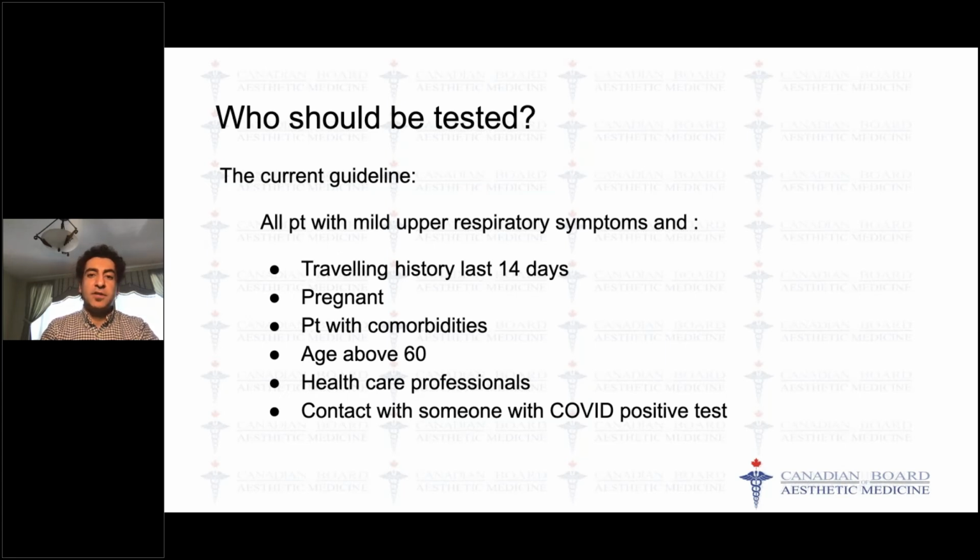So any patients that have a traveling history in the last 14 days, all pregnant ladies, patients with significant comorbidities like chronic COPD, CHF, or chronic renal failure, all patients above age 60, healthcare professionals who want to return to their duties and have to be sure that they don't have COVID-19, and people who had close contact with someone with a COVID-positive test. Again, these patients will be tested if they have mild upper respiratory symptoms, and case by case, we might decide to do the test or not. There's also a self-test assessment tool on the Ontario Health website that you can use to see if you need to be tested or not.